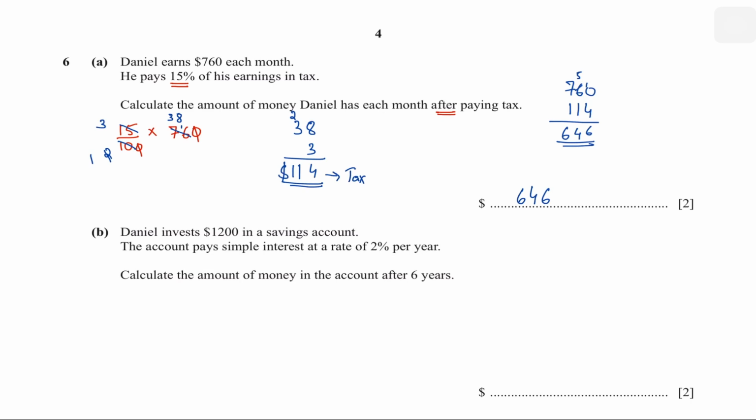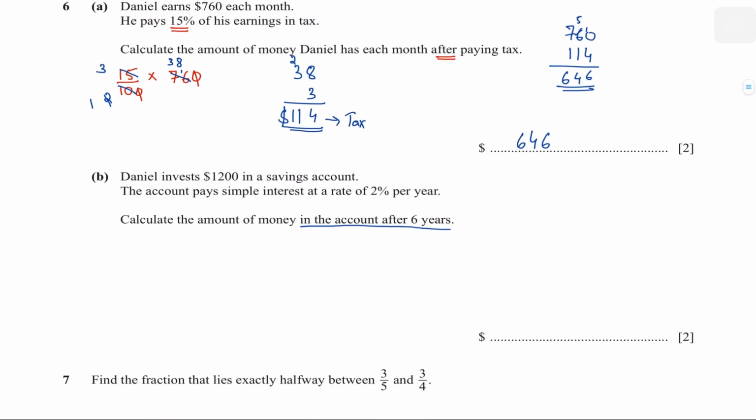Now we move to part B, which says Daniel invests $1,200 in a savings account. The account pays simple interest at a rate of 2% per year. Calculate the amount of money in the account after 6 years. So it's important to underline this statement, which is in the account after 6 years. A common error here would be that students would just figure out the amount of simple interest that is earned and leave it there, whereas we have to figure out the total amount in the account after 6 years.